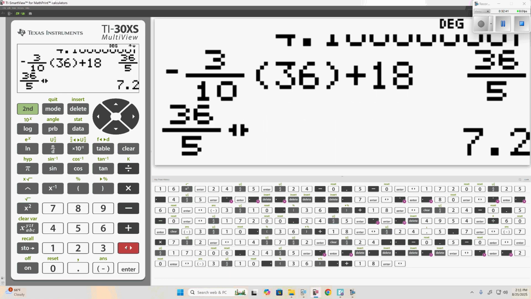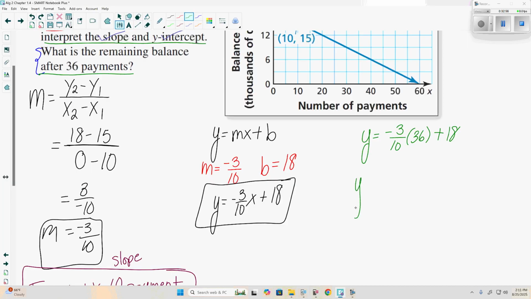Now for this, we're going to convert it into a decimal, because we're talking about money. And this isn't just $7.2, it's what? Thousands of dollars, yes? So it's telling us the remaining balance is 7.2, but really what we have left to pay is $7,200. That is what we have left to pay on this.